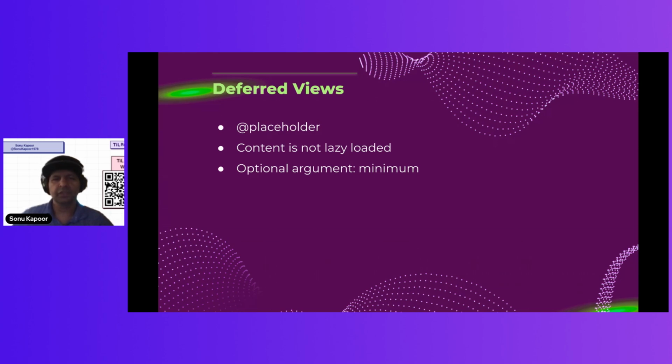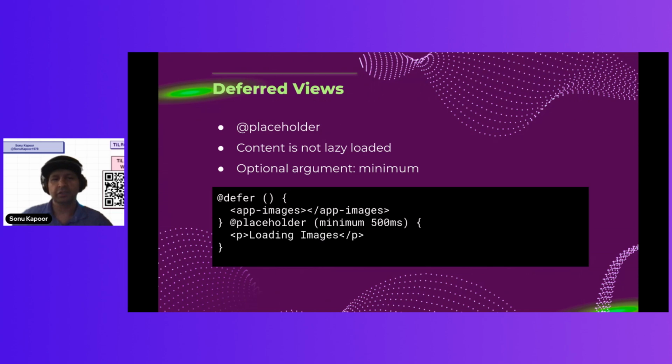The placeholder itself comes with an optional argument called minimum. This allows you to set the time to display the content. And here is how this would look. So while the images are loading, you would see loading images. Now here you could also use a spinner or something else, an animated GIF that would appear while the image is still loading.